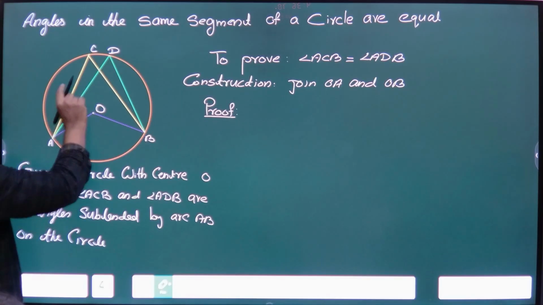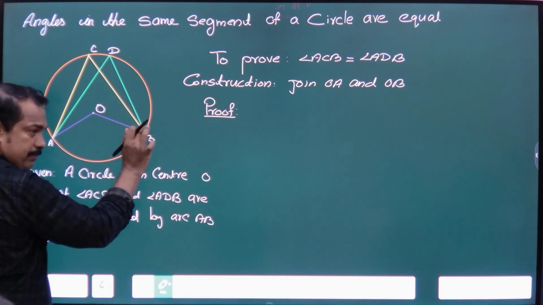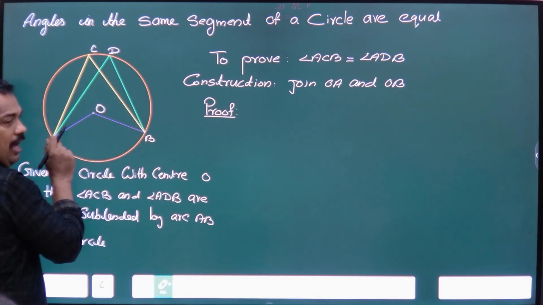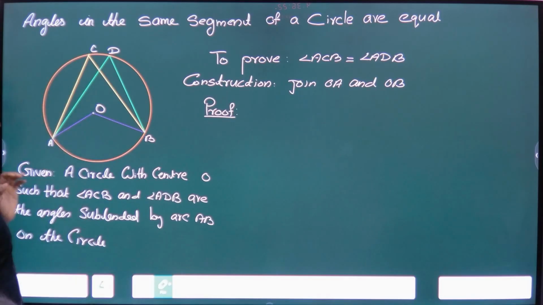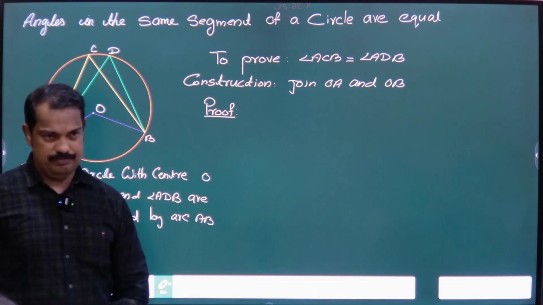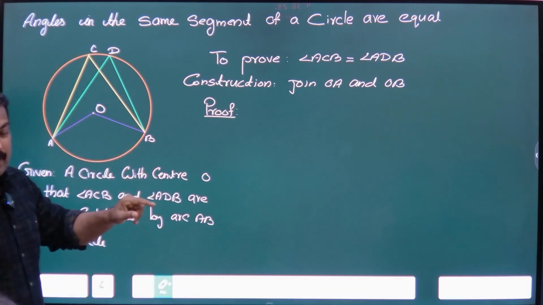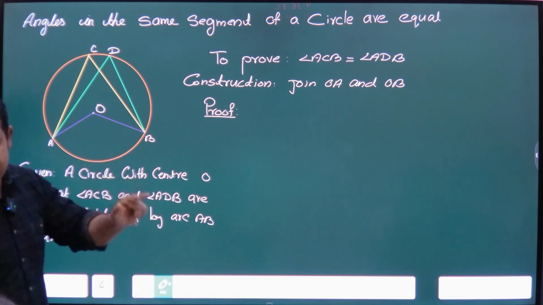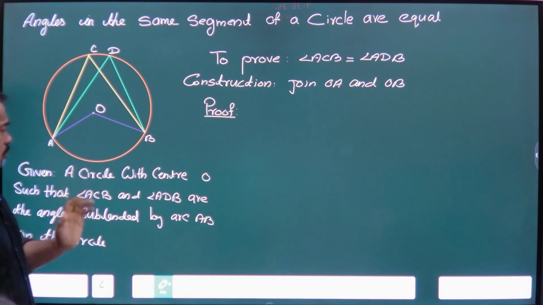Here two angles are given, angle ACB and angle ADB. Both are the angles subtended by the arc AB on the circle. And you have to prove these two angles are equal. Angles in the same segment of a circle are equal. That you want to prove.